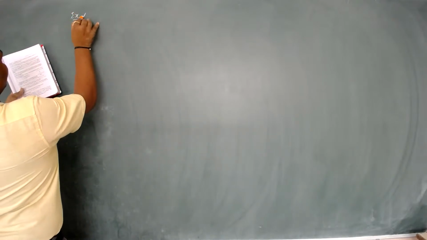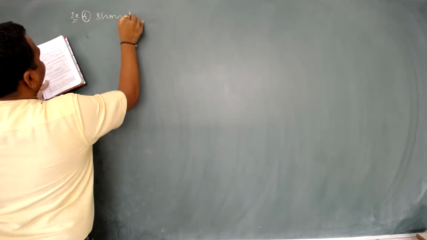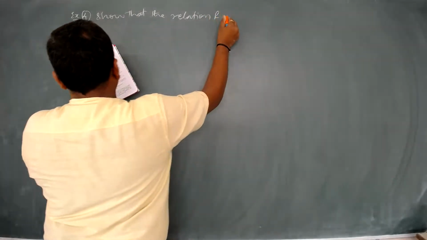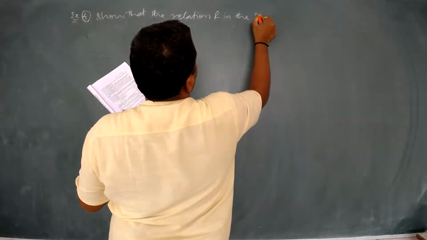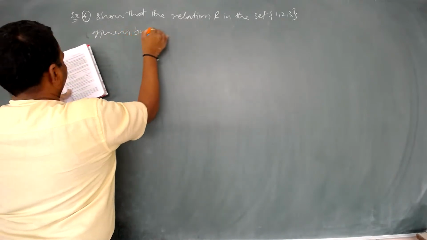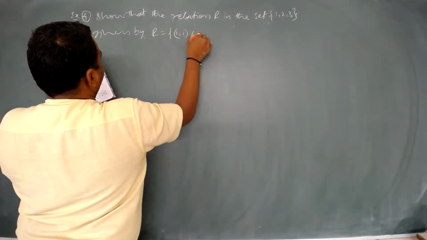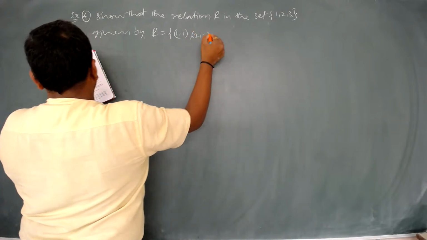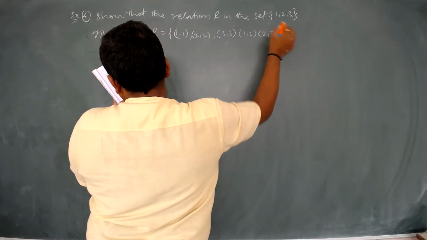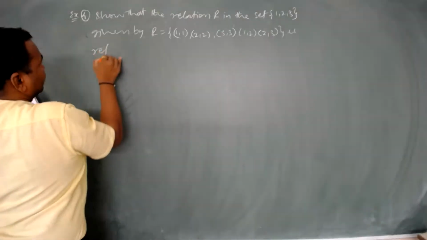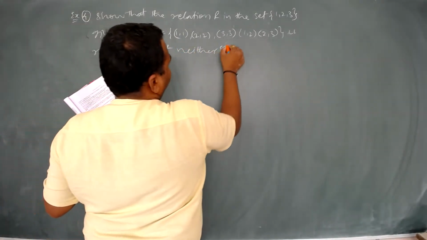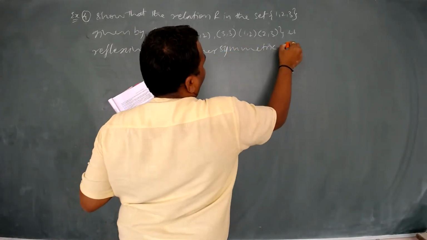Next, example 4. Show that the relation R in the set {1, 2, 3} given by R = {(1,1), (2,2), (3,3), (1,2), (2,3)} is reflexive but neither symmetric nor transitive.